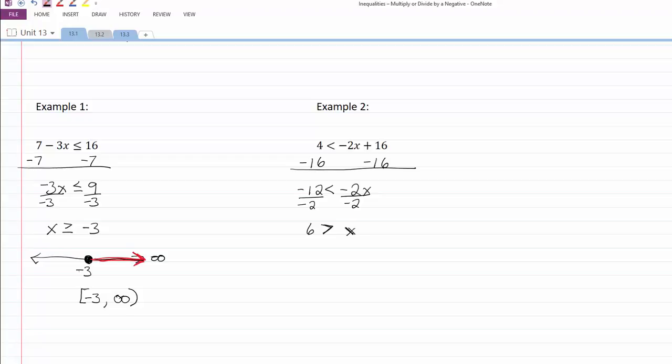Now, sometimes it's kind of awkward to write or graph this like this, so we can do a rewrite of this, saying that this is x less than 6. Notice that I keep my arrow, my inequality pointing to my x, and the large end towards my 6.